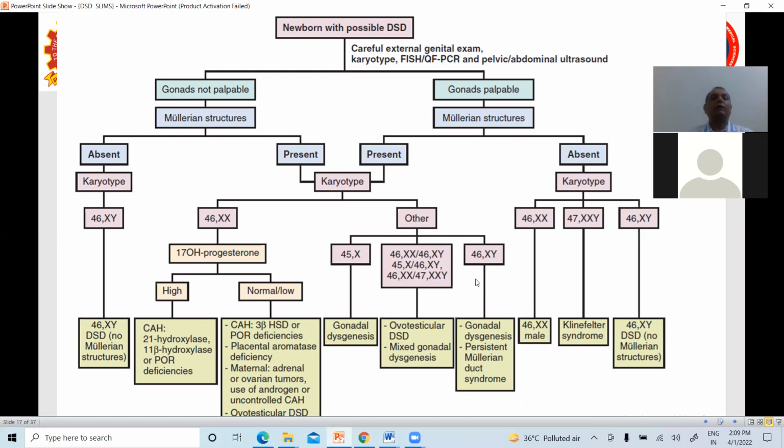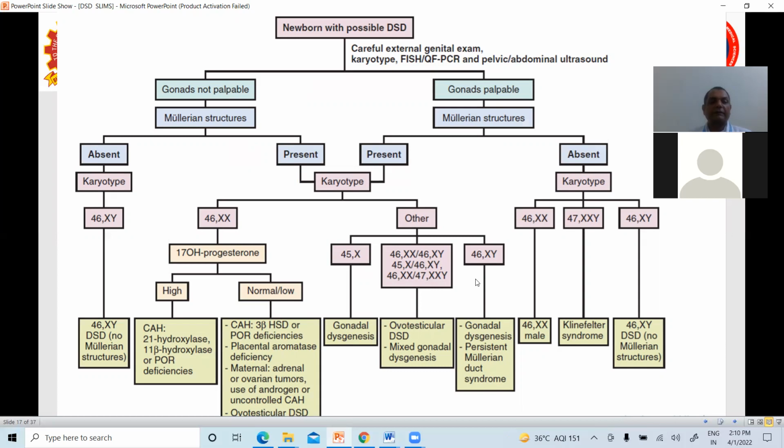Then you have to look for Mullerian structures. Mullerian structures means you have to look for the ovary, fallopian tube, uterus, and upper part of the vagina. If Mullerian structures are absent and gonads are also absent, then you can go for karyotype. If it is 46XY, it will be labeled as 46XY DSD, no Mullerian structures. If Mullerian structures are present, then you can go for karyotype, and it can be 46XX or other.